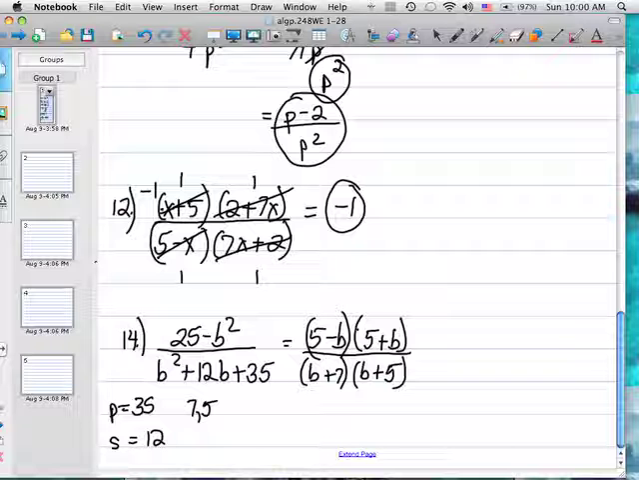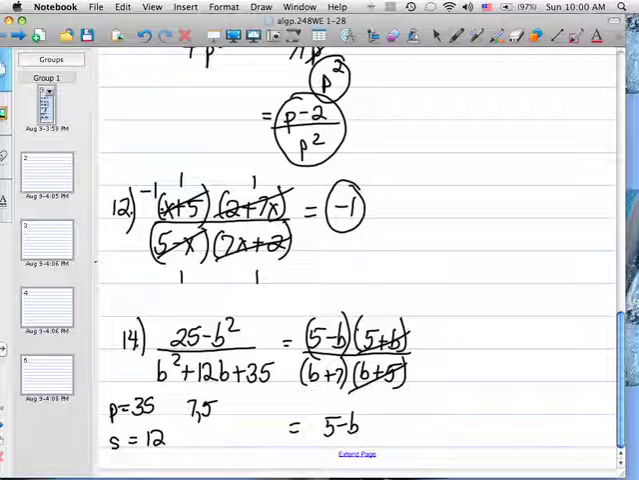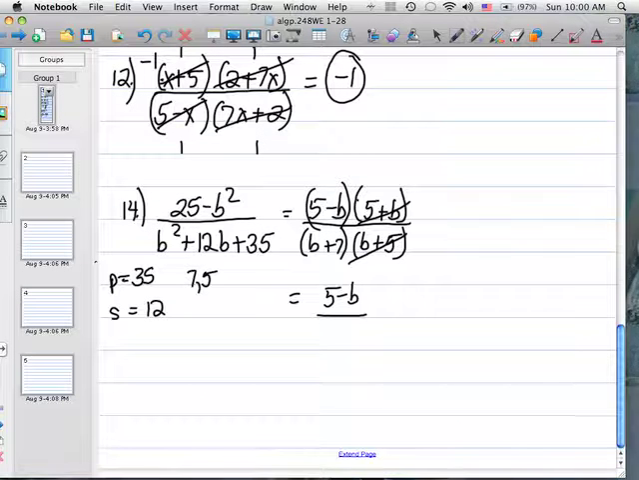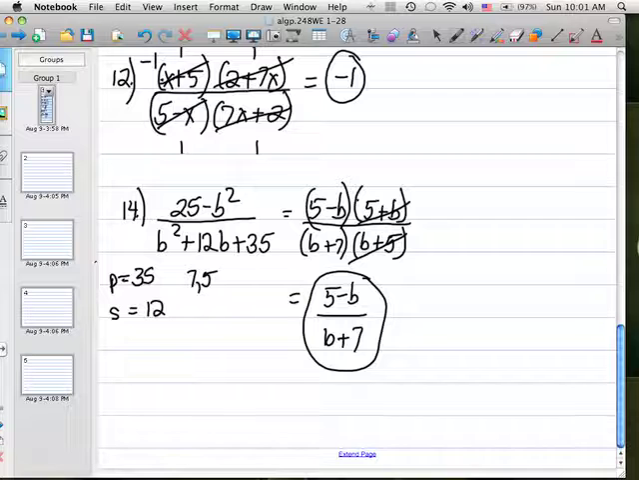And I can see the 5 plus b and the b plus 5 are identical, just order switch. So my answer is going to be 5 minus b over b plus 7. And I cannot cancel anything. That's it.